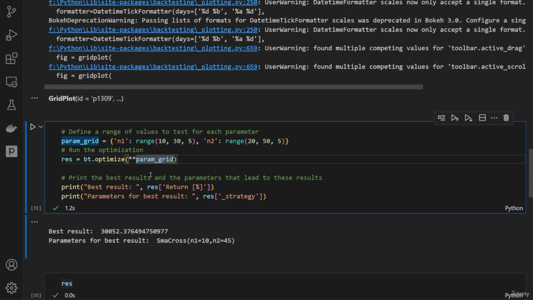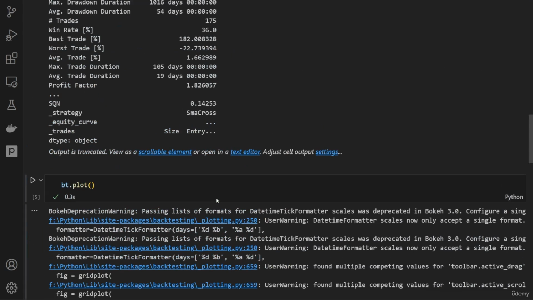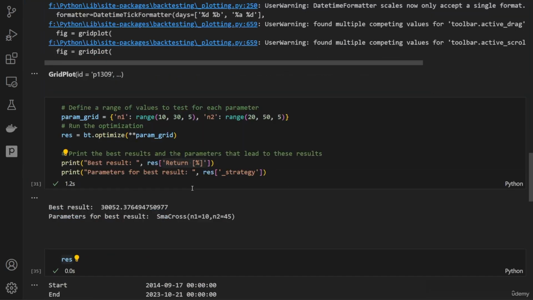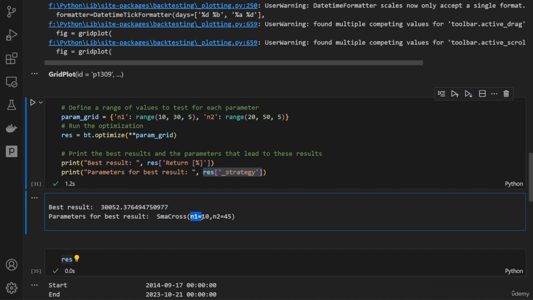So it's a grid search by default, and we can print the return percentage. This is the return in percentage. This is 30,000% as a return. Compared to the previous values where we didn't optimize, we got 1,500%. So here we're getting something much better, and we can print the parameters that led to these results, using the results strategy key right here. So it's the SMA cross. In this case, N1 is equal to 10 and N2 is equal to 45.